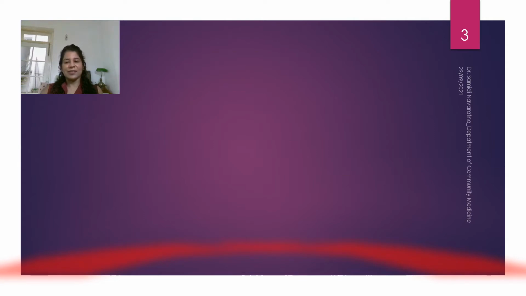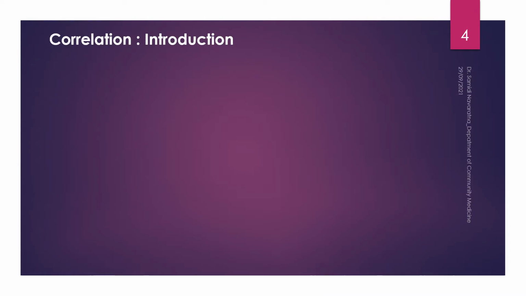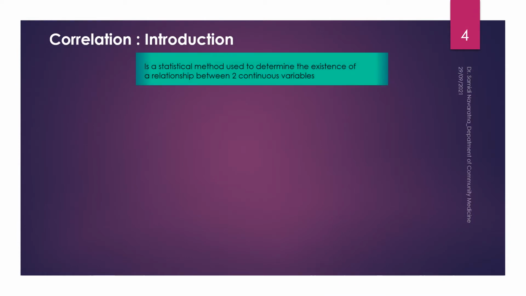So let's start with the first subtopic of this lecture, correlation. In general terms, correlation means an association. Similarly, in terms of statistics, a correlation means a relationship between two continuous variables. Introduction to correlation. Correlation is a statistical method used to determine the existence of a relationship between two continuous variables.